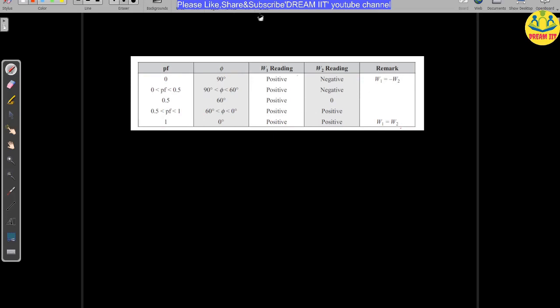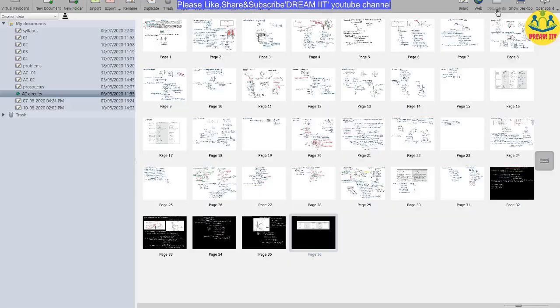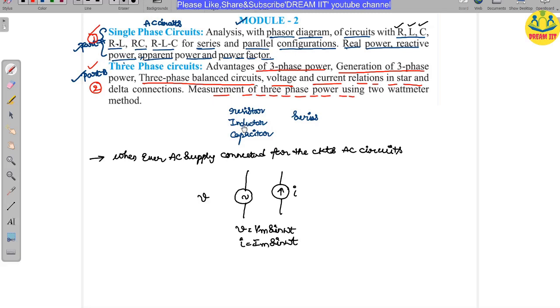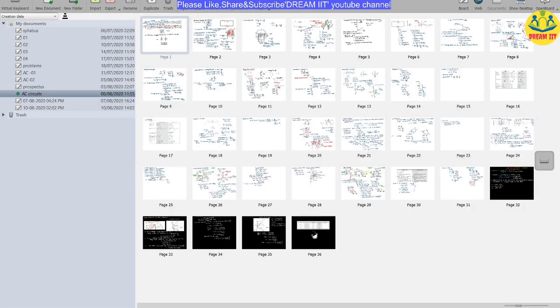Okay, so I think as I completed the entire syllabus, let us check the syllabus once, whether I have completed or not. So this is the syllabus, measurement of the 3-phase power using a 2 wattmeter method. That is the last topic of your entire syllabus. So I have completed, I thought. So let us conclude this chapter.